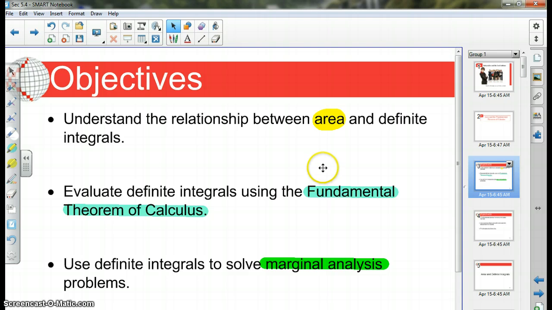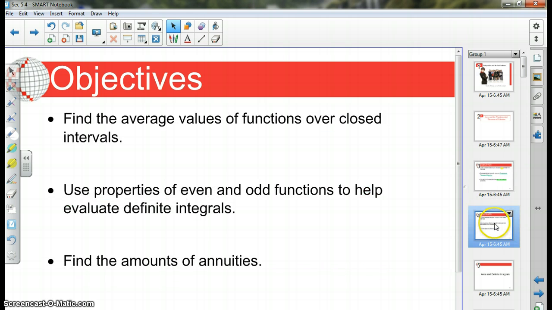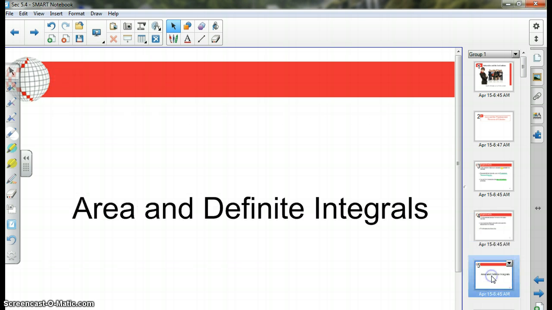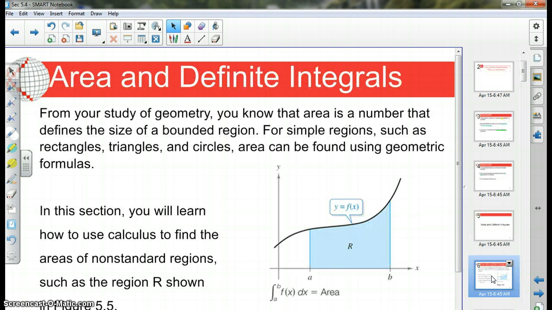So again, we're going to be finding area underneath the curve. There's a lot of theory here. I'm going to skip past a lot of the theory, and I'm just going to get quickly to the examples. We'll even talk about average values, even and odd functions, and some annuities that's just going to be applicable to you business majors. So first of all, to find the area underneath the curve, we're going to integrate over the area between A and B.